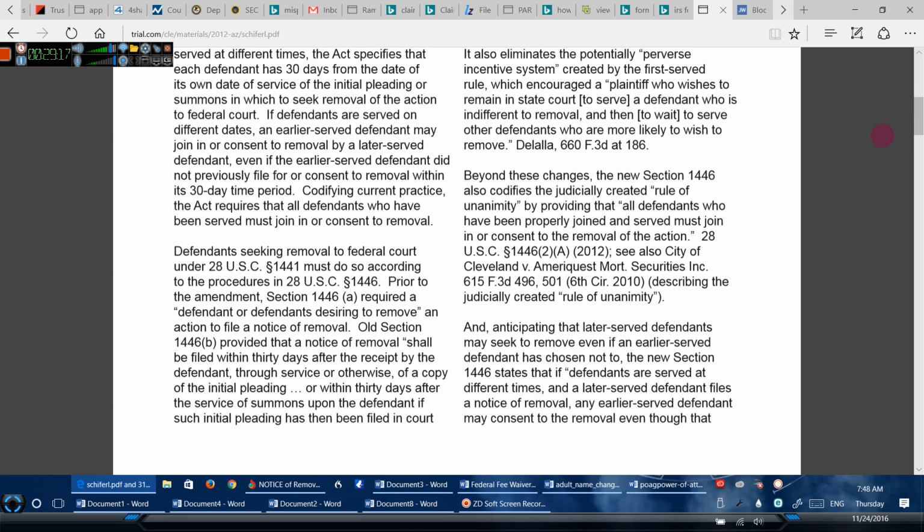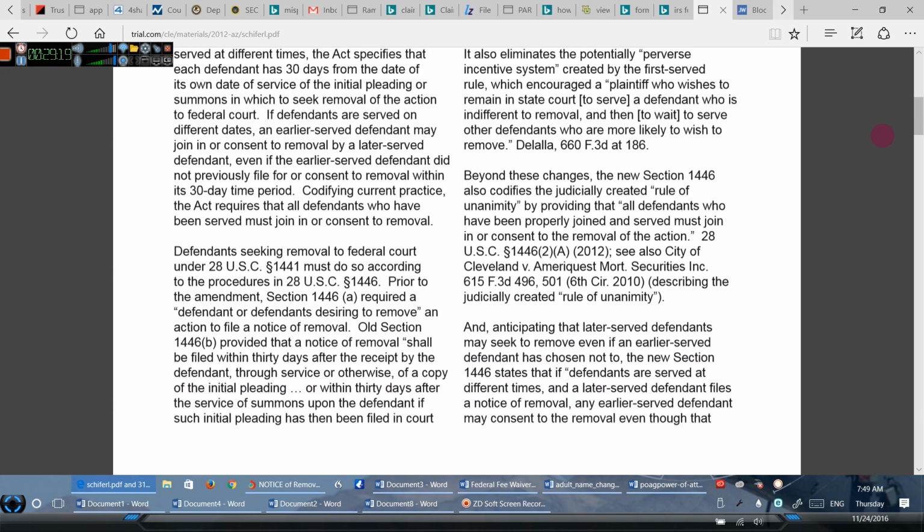We just read that. It also eliminates the potential perverse incentive, the first-served rule, which encourages the plaintiff who wishes to remain in state court to serve a defendant who is indifferent to removal, and then to wait to serve the other defendants who are more likely to wish removal. Ladies and gentlemen, did you see what the objective was? It was to prevent you all from doing notice of removal. That's why they name multiple defendants, because their objective is to keep it in state court.